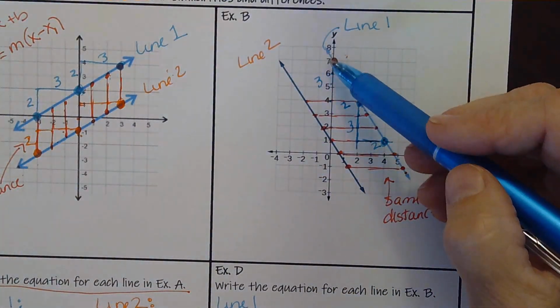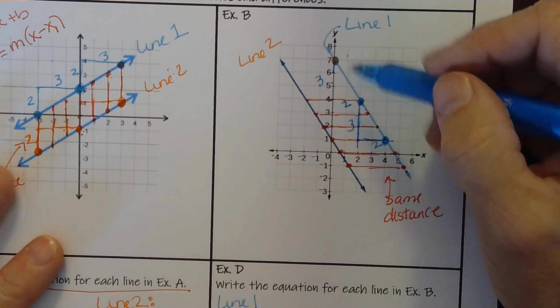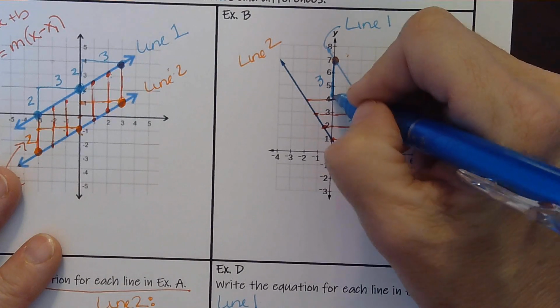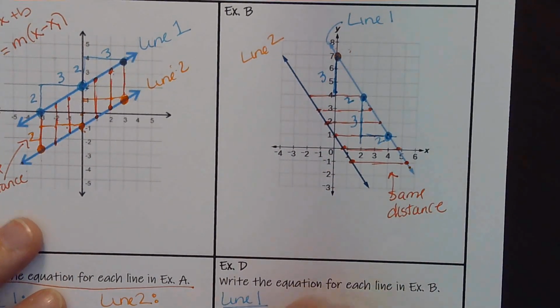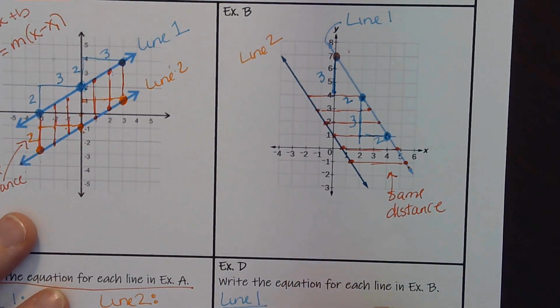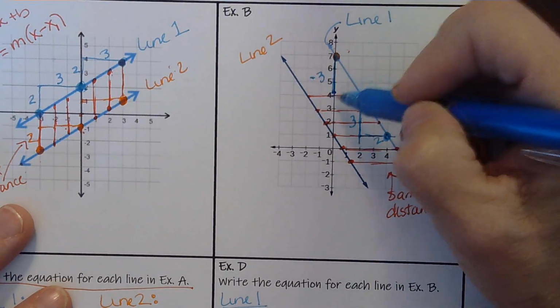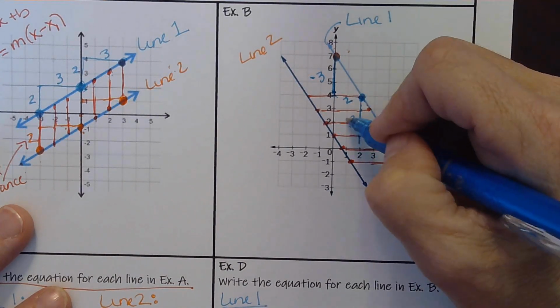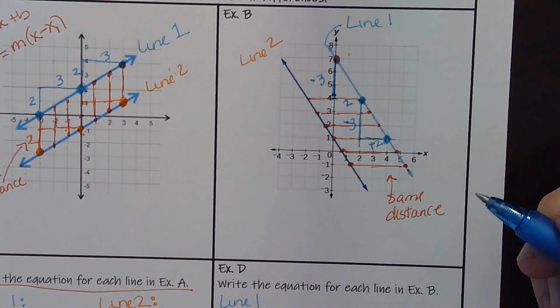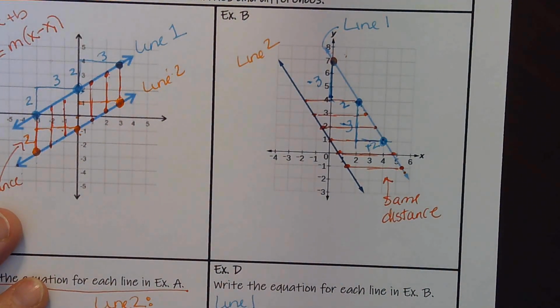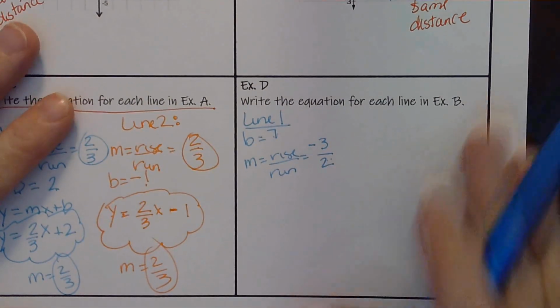Now, this line is falling, and because we went down 3, going down means negative. So our slope, rise over run, our rise was -3 since we went down, and we ran 2. So down 3 makes that -3, right 2, +2, down 3, right 2. So I have my slope and I have my y-intercept. So I have enough to write the equation for my line.